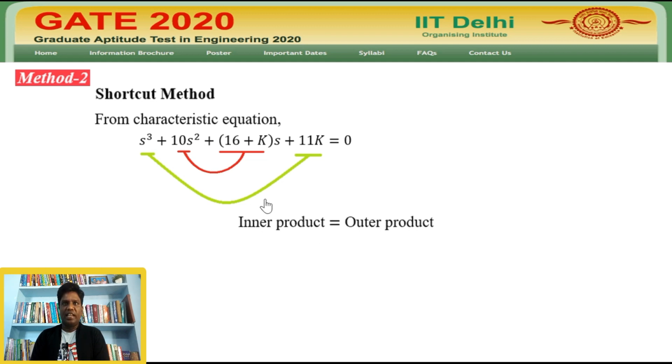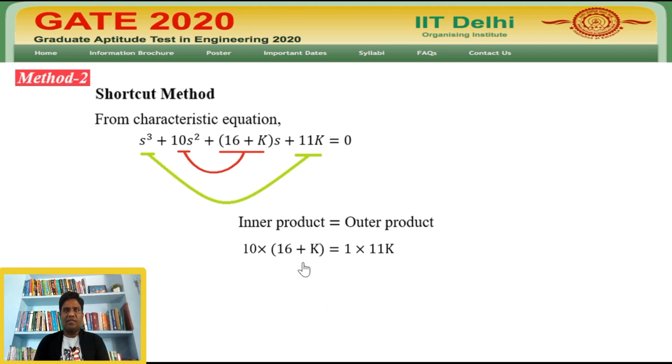In this, the inner product coefficients are 10 and 16 plus k, and it has to take the multiplication on the left hand side. And also the outer product coefficients are 1 and 11k, and it has to take the multiplication on the right hand side. After substitution of all the terms, the inner product and outer product equation will be 10 into 16 plus k equal to 1 into 11k.